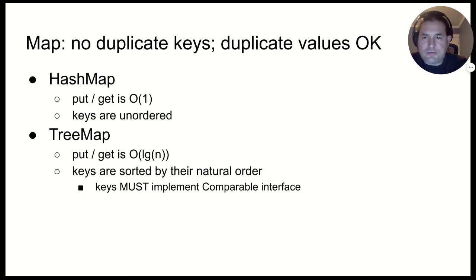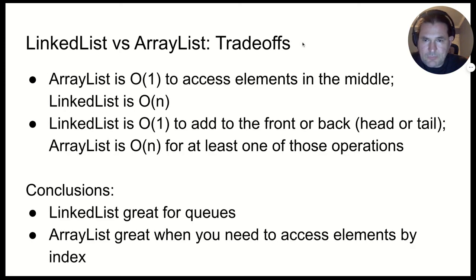But there's two major implementations. There's a hash map and a tree map. So a hash map, put and get are big O of 1. But the keys, again, are unordered because the keys essentially form a set. Tree map, this is essentially a binary search tree, but with maps, you have both keys and values. So for a tree map, put and get are log n, again, log n on the keys. But the keys are sorted by the natural order, which once again means the keys have to implement that comparable interface.